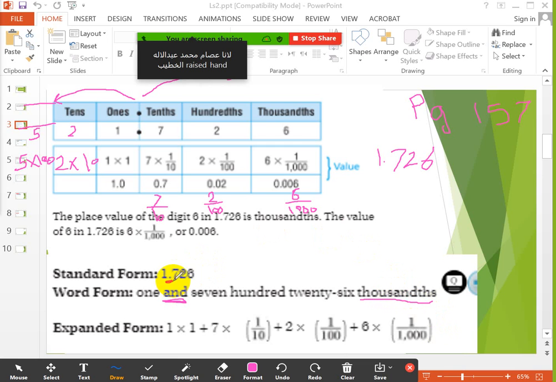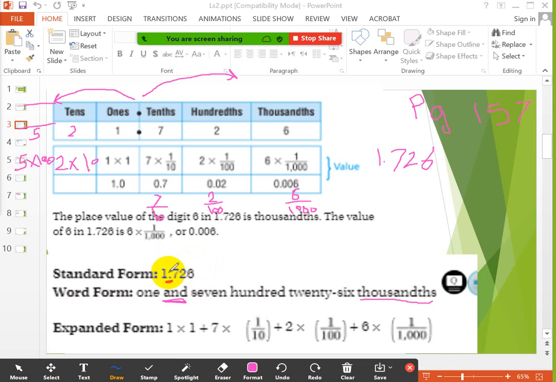So I will read the number like any number with 3 digits. 726. But to mention in word form that I have 3 digits after the point, it will be thousands in the end. So how will I read this number? 1 and 726 thousandths. This is about the word form.